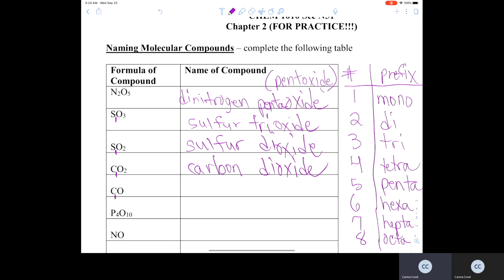CO, there's one carbon, there's one oxygen. So again, there's only one carbon, and carbon is the first element in the formula, so we don't use the Greek prefix mono. We just use the name of that element, carbon. And then there's only one oxygen, but oxygen is the second element in the formula. So for the second element, if there's only one, you do use the Greek prefix mono to indicate one. So CO is carbon monoxide.